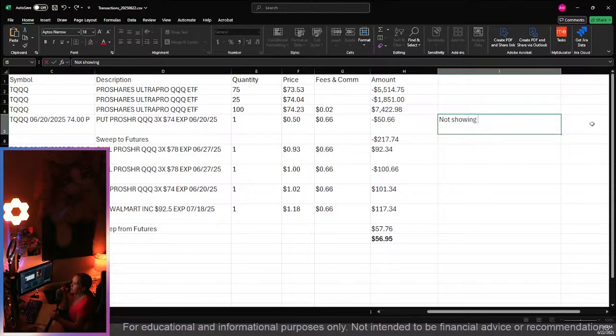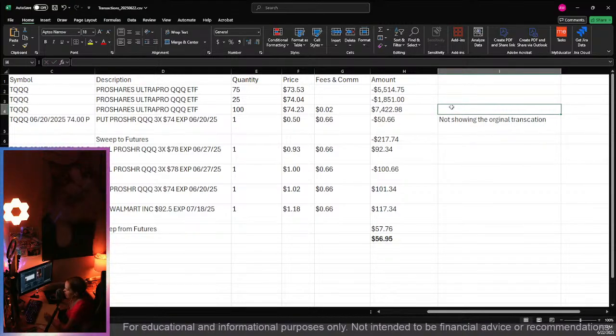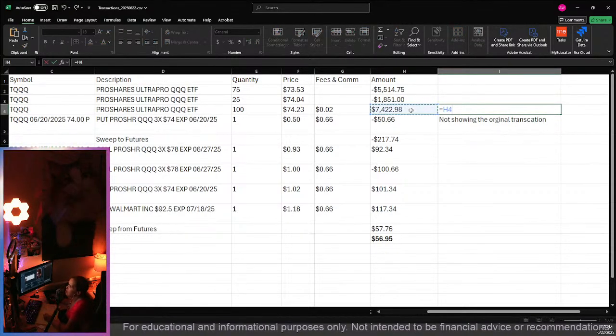So this isn't showing the other side of it. I sold this, so I actually made $50 on here. I didn't lose $50 on this one, because I bought this back. So it's not showing the original transaction, and it's not actually a minus amount. And these three are all together, so really you'd want to lump this together and just give it one thing.